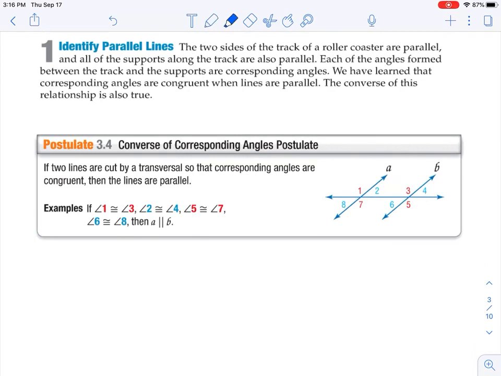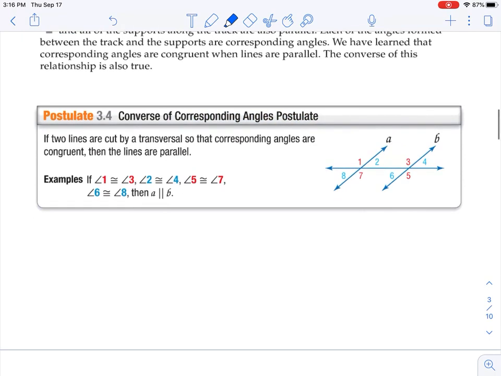So, if you recall, we have a corresponding angles postulate. Now we have our converse of our corresponding angles postulate, and yes, you do have to write all of this out. You can't shorten it. So if two lines are cut by a transversal so that the corresponding angles are congruent, then the lines are parallel. So if we are given that 1 and 3 are congruent, we know A and B are parallel. Same thing with 2 and 4, 5 and 7, and 6 and 8.